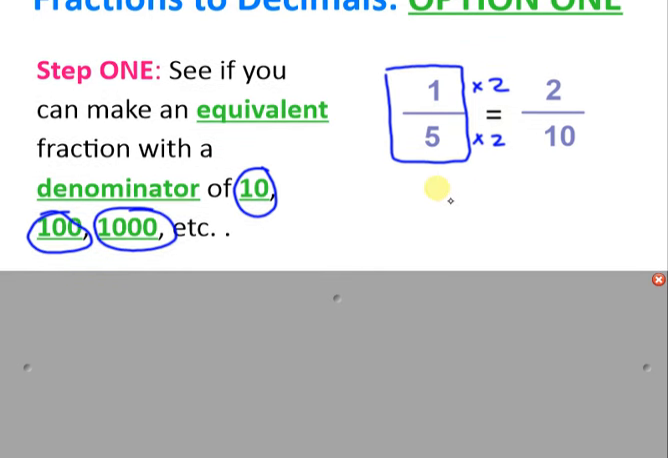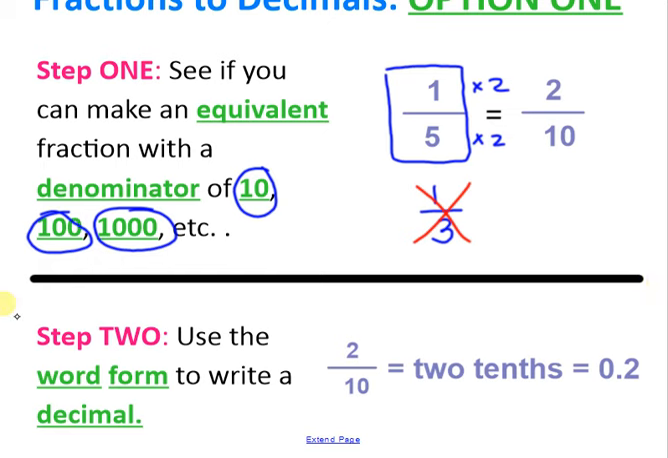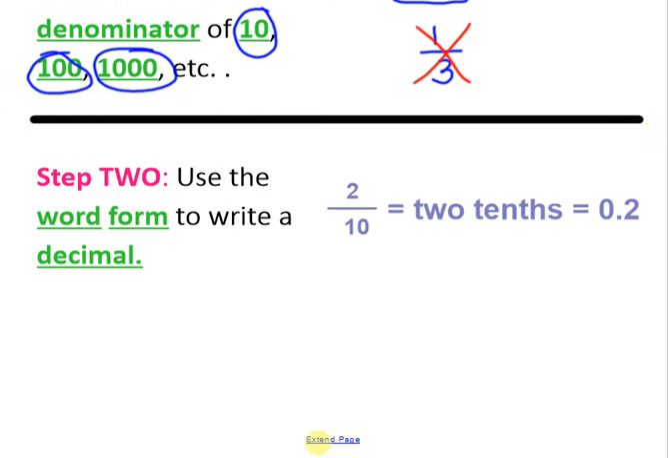Now, if I had the fraction 1/3, this would not work for me because no matter what I multiply the denominator by, it will never give me a denominator of 10, 100, 1,000, 10,000, 100,000, etc. So you would know right away that it would not work and you need to move on to option number two, which we'll get to in just a minute. Let's continue on with option number one.